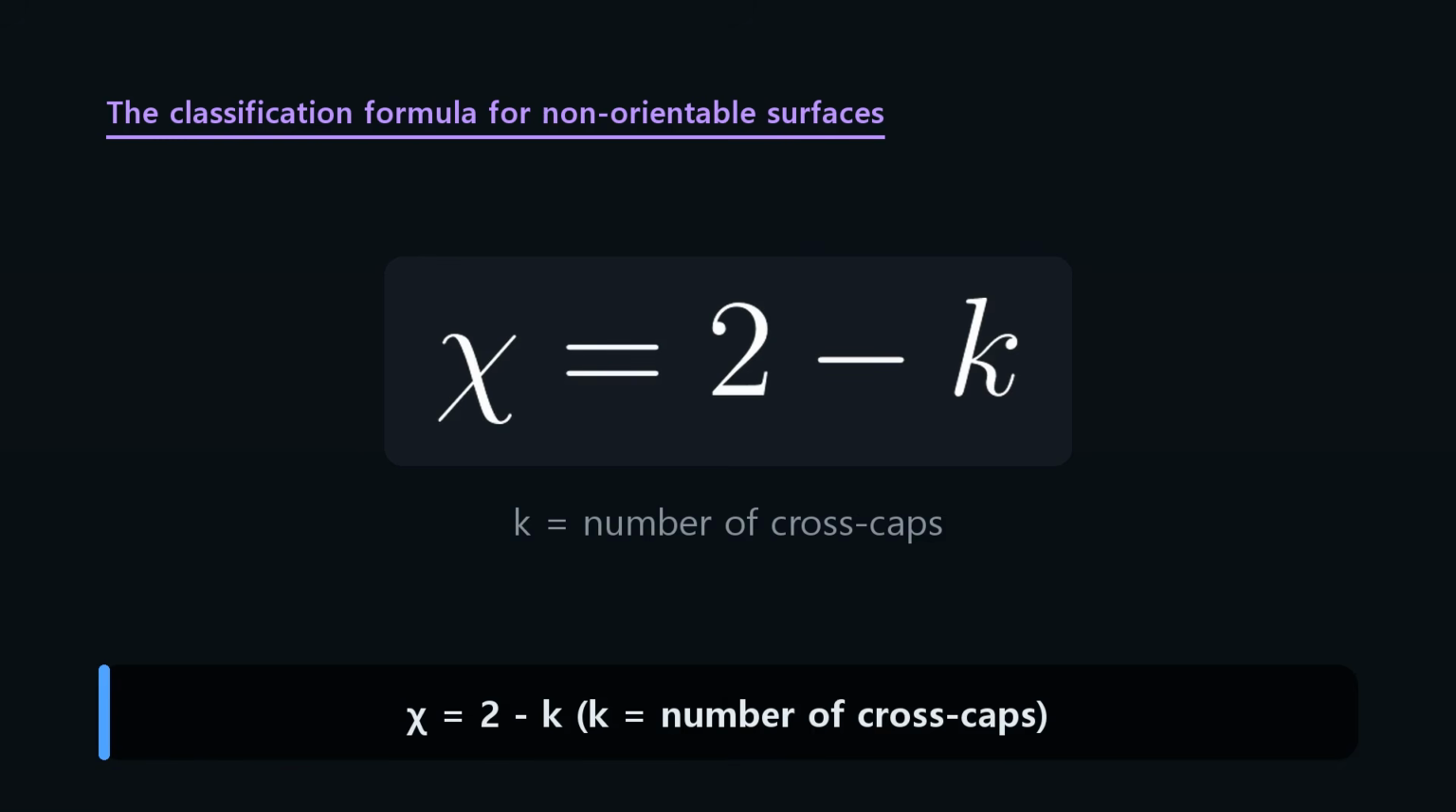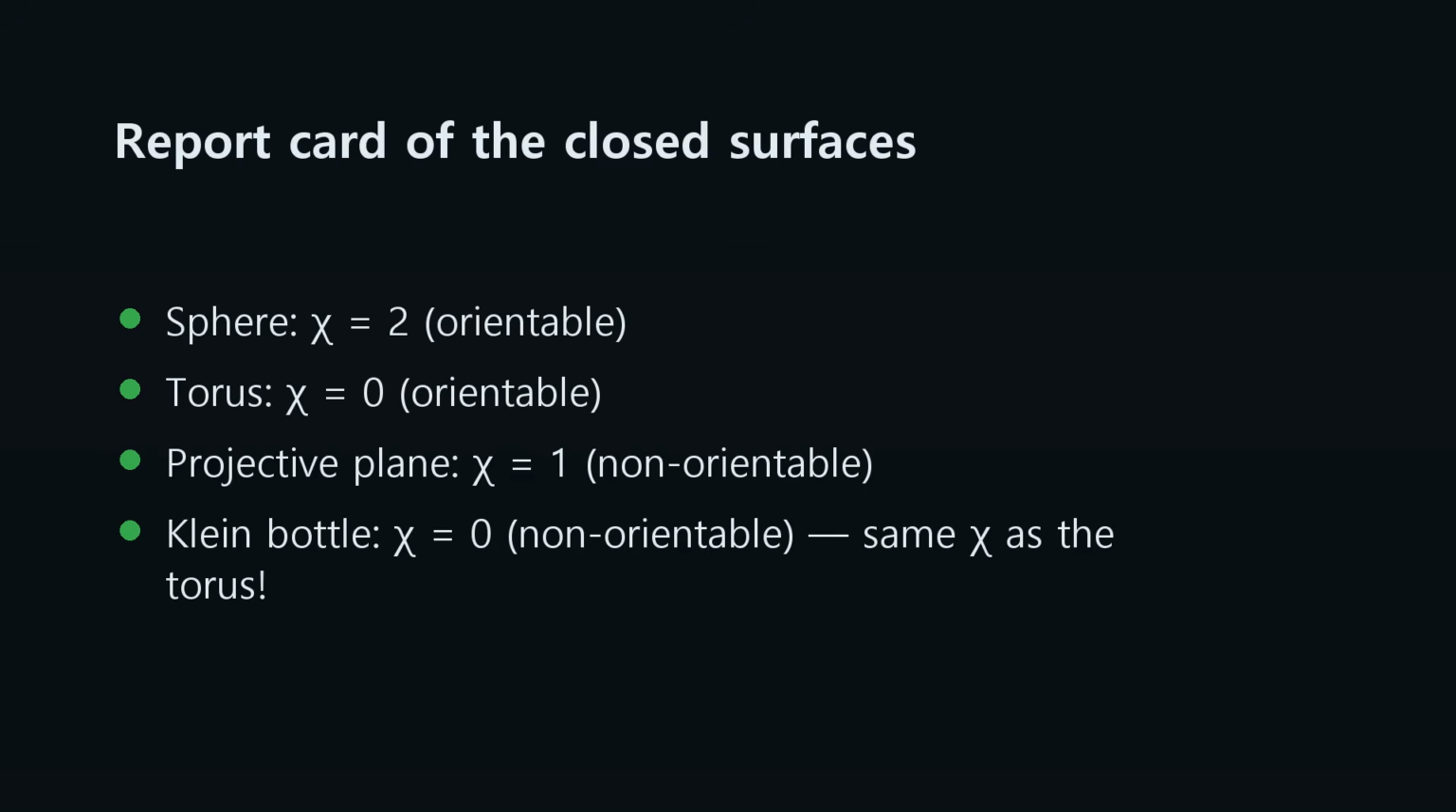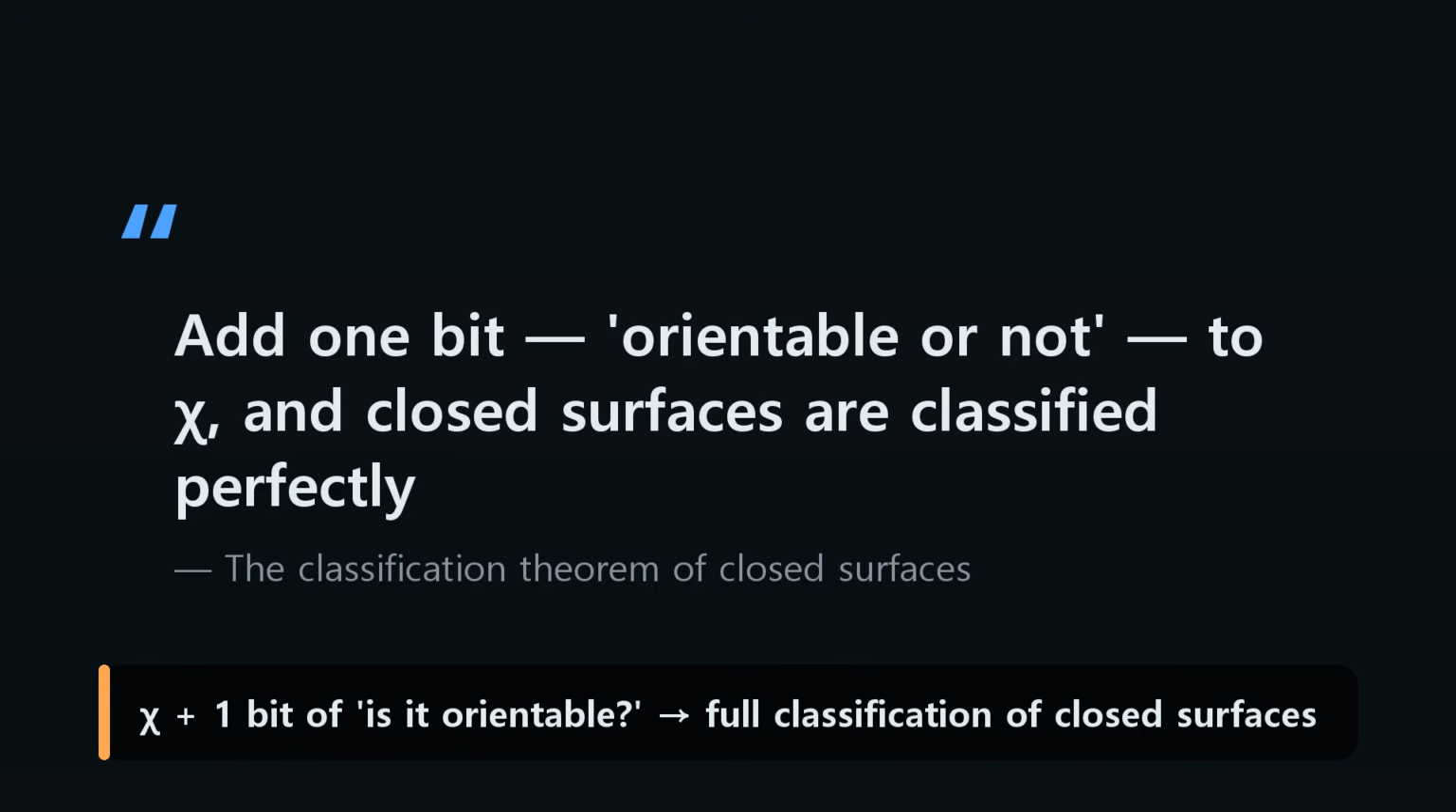For non-orientable surfaces, counting holes with G no longer works. Instead of handles you count K crosscaps, and Chi is 2 minus K. The sphere gives 2, the torus 0, the projective plane 1, the Klein bottle 0. The torus and the Klein bottle end up standing side by side. Chi is a powerful invariant, but on its own it does not classify surfaces completely. It needs one more bit.